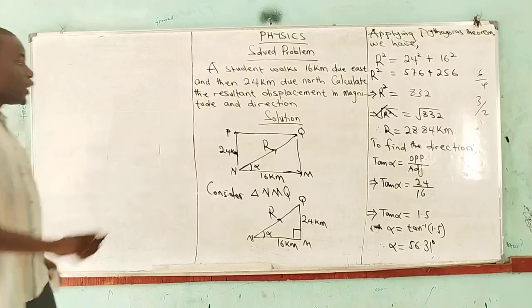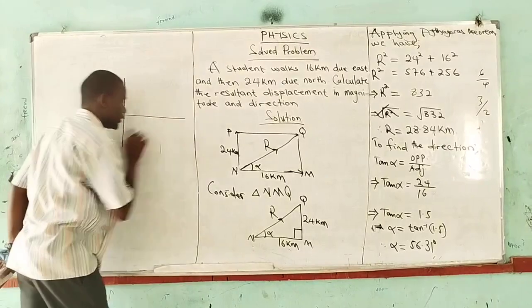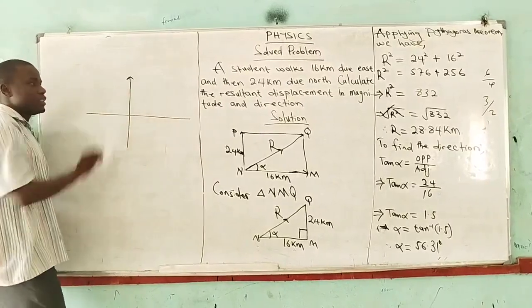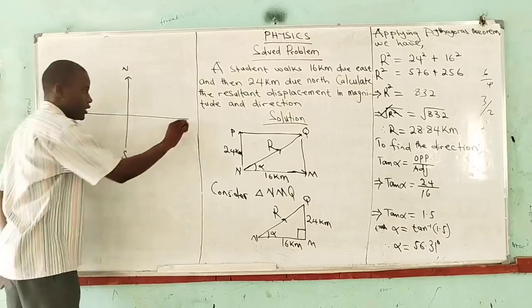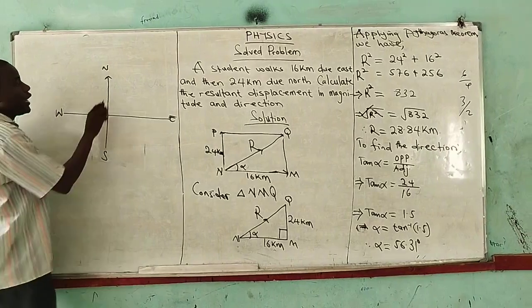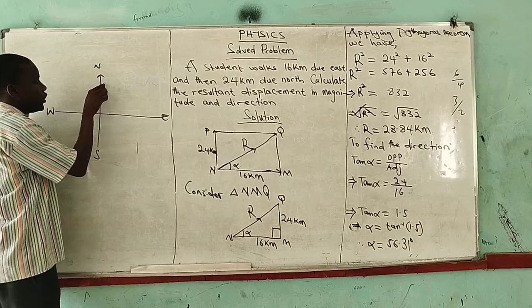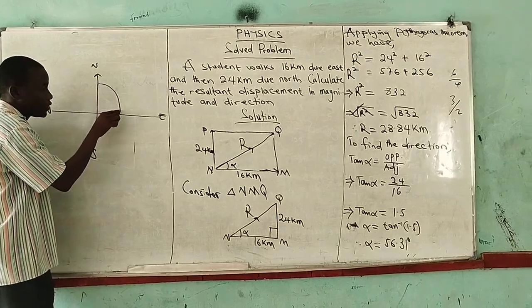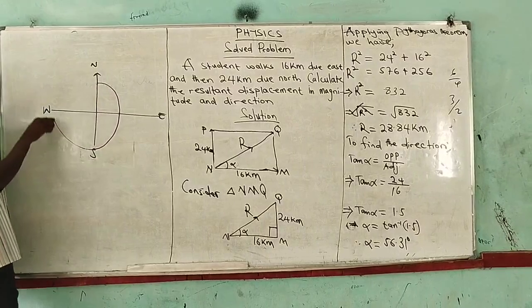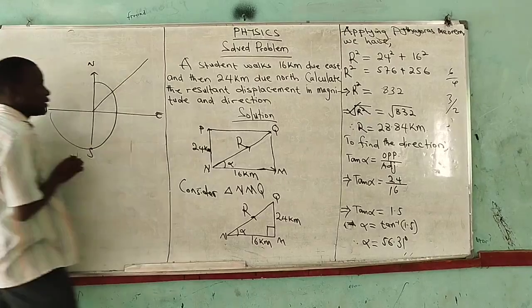But for bearing, direction, this is 56.31 degrees. Look at this. Remember your bearing: this is north, this is south, this is east, and this is west. We are always measuring angles from the north to the east, just like this. Understand? So look at this. We have something like this.